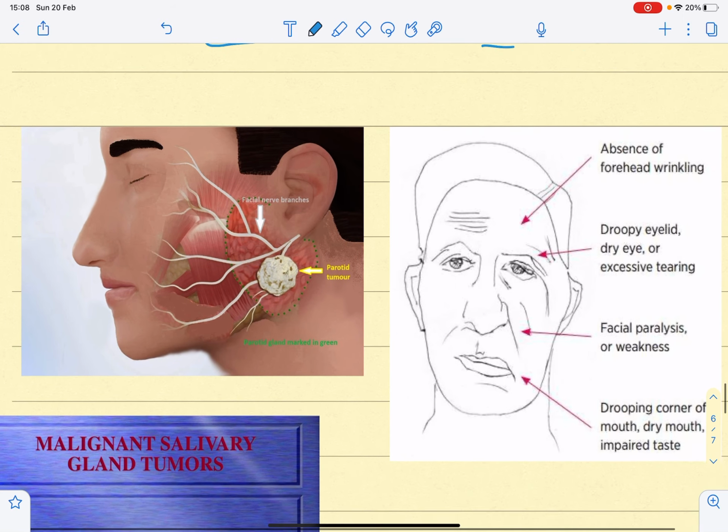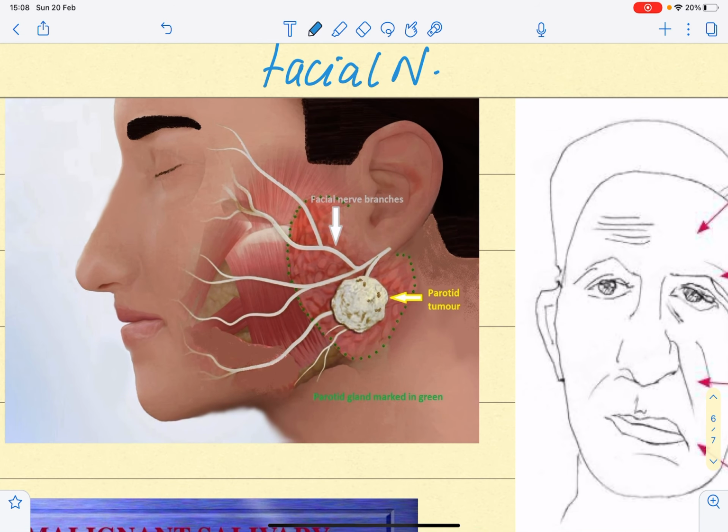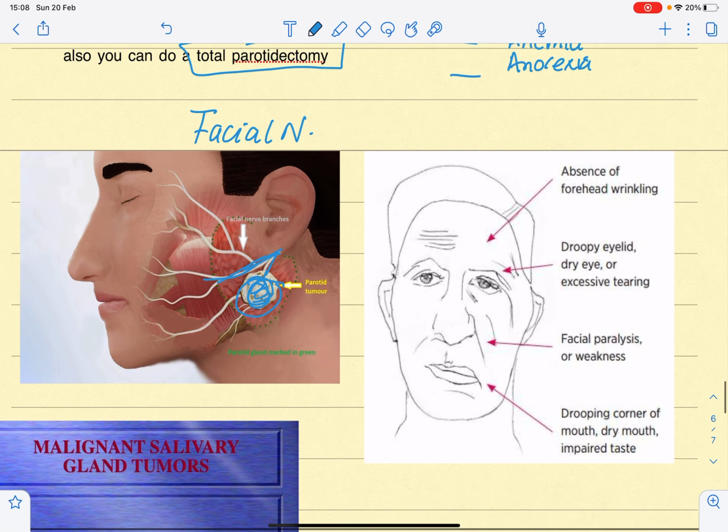I just want to quickly go over why the facial nerve gets involved in these parotid gland tumours. Here's the facial nerve, which is running through the parotid gland, and if there is a tumour here, that is going to obstruct the branches and impinge on the facial nerve branches. That will lead to a facial nerve palsy.